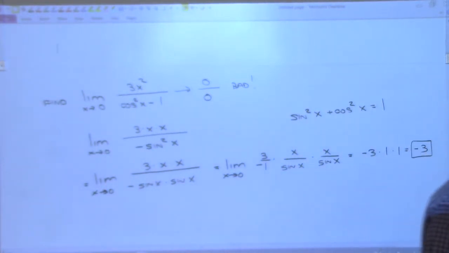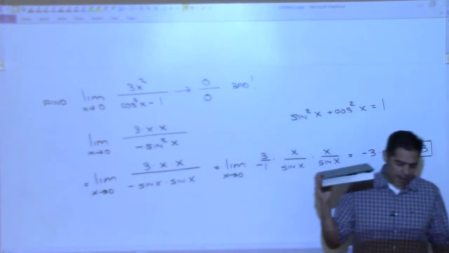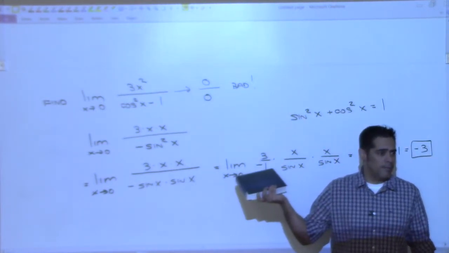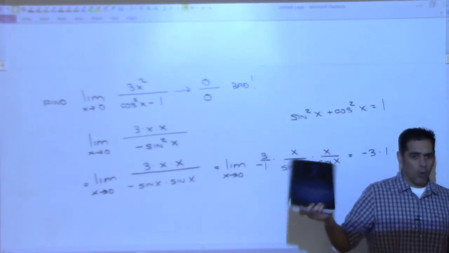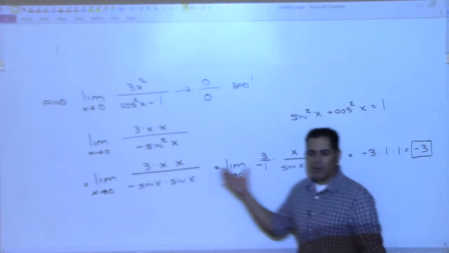When I first started teaching Cal 1, we didn't use this book. We used a different book. And the book that we used had at least 20 examples of this type of problem. This book, I think, has 4. I'm not a fan that they only give you 4 problems because these are really important types of limits.